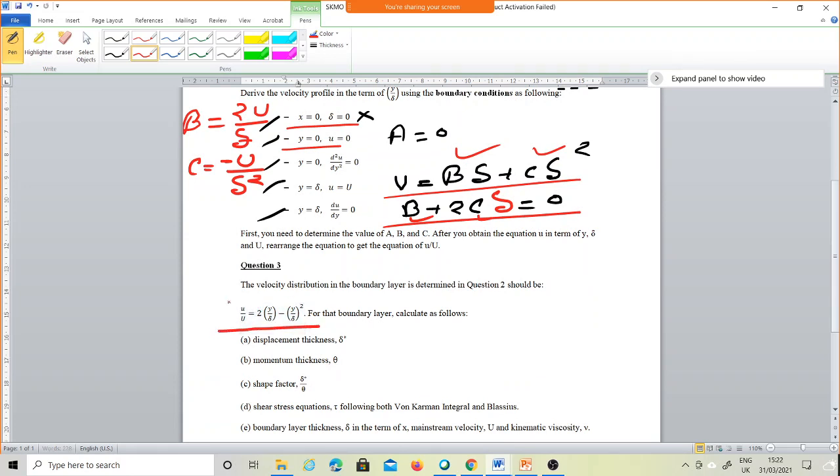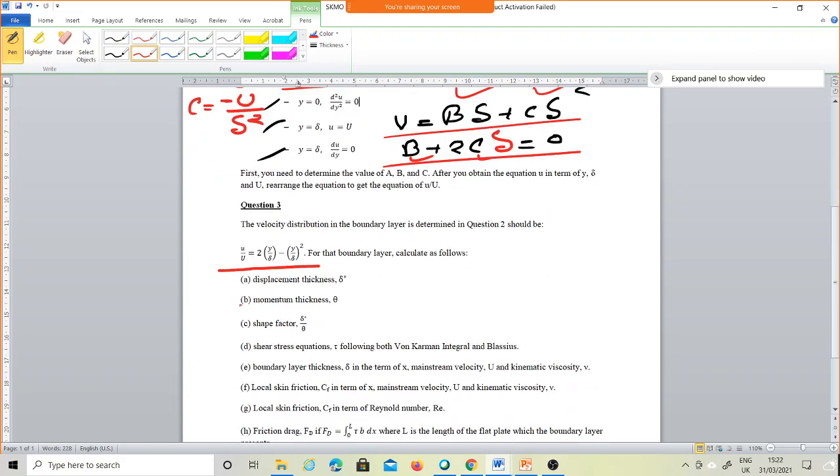Okay, is it clear till now? These things I already explained before, but I'm explaining it again. Any questions? Okay, so now you already have this equation.